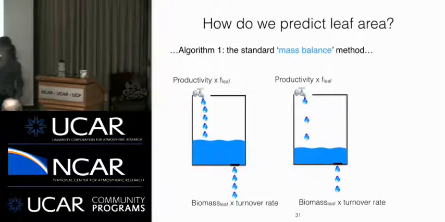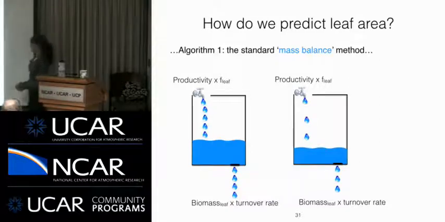The theory that exists in the CLM at the moment is what I call the mass balance method. I've illustrated this with these two dripping taps. The dripping tap is productivity, so it's how much productivity you have times the fraction that goes into leaf biomass. This is a high productivity, low productivity. And down the bottom we have this thing called turnover rate, which is sort of a constant fraction. So if we have a high productivity, then we've got a high leaf area, and low productivity, low leaf area. It's basically just a dumb sort of bath system like that.